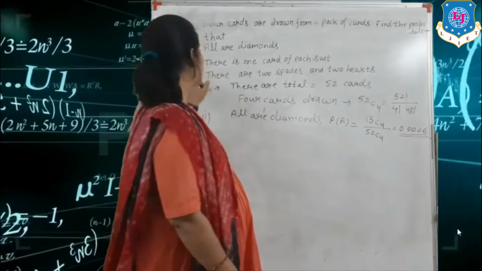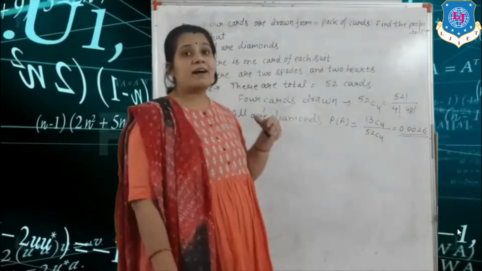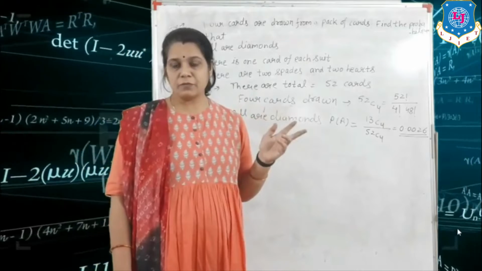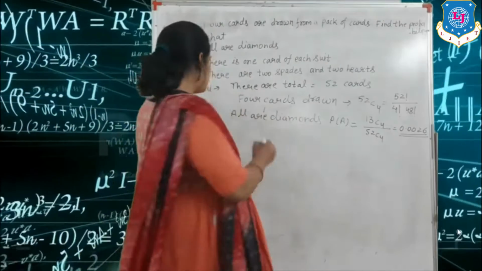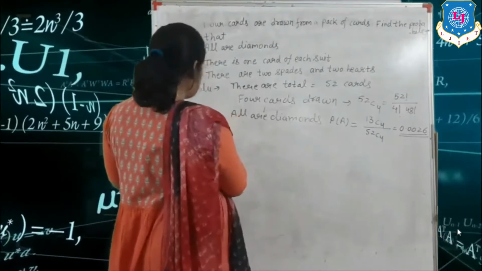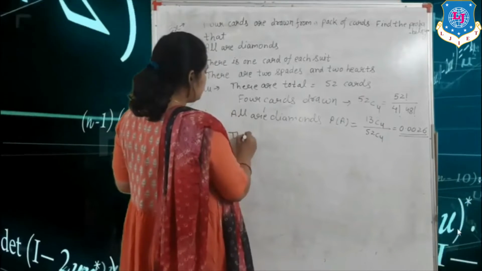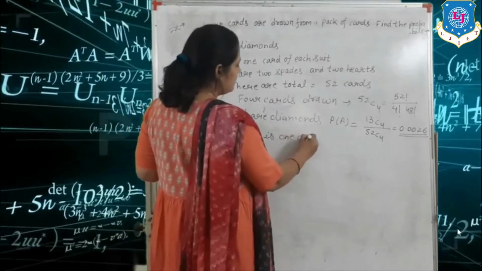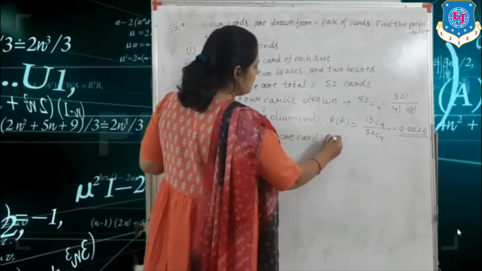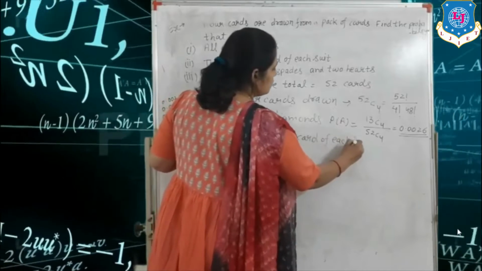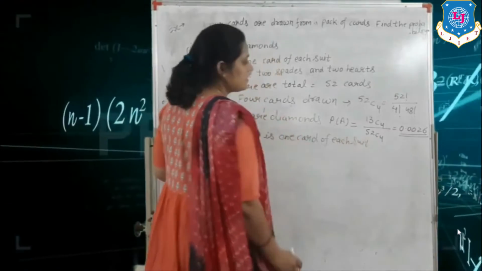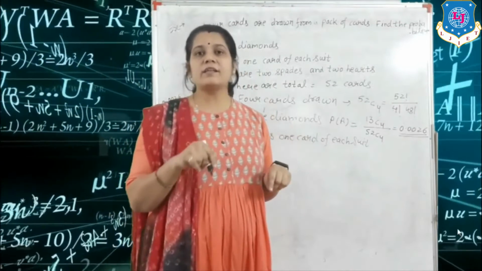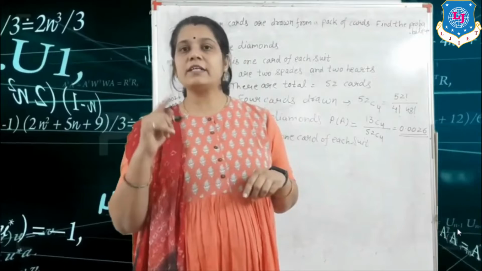Second one is there is one card of each suit. Each suit has 13 cards in total. So what is the second one? There is one card of each suit. That means each suit has 13 cards. So 13C1 into 13C1 into 13C1 into 13C1.